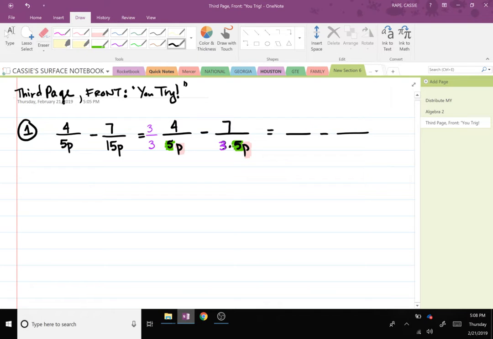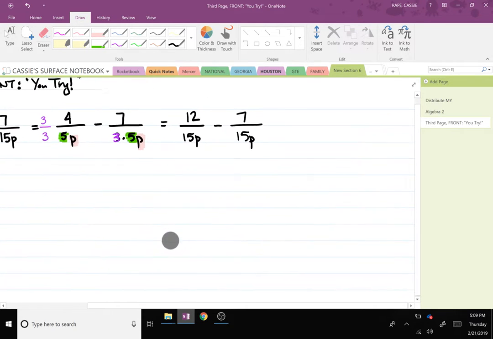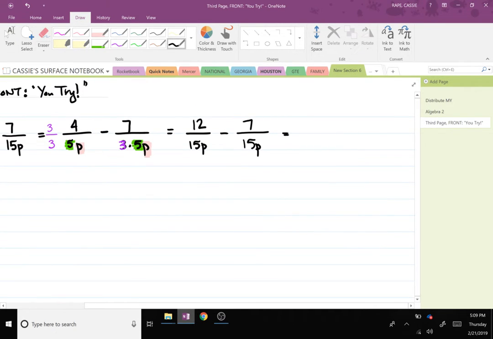So this ends up being something minus something. 3 times 4 is 12. 3 times 5 times p is 15p. So 12 over 15p minus, I didn't have to do anything to the right-hand expression, so 7 over 15p. And if you have 12 over 15p minus 7 over 15p, now you have common denominators, and that common denominator is 15p. So you would just write equals.